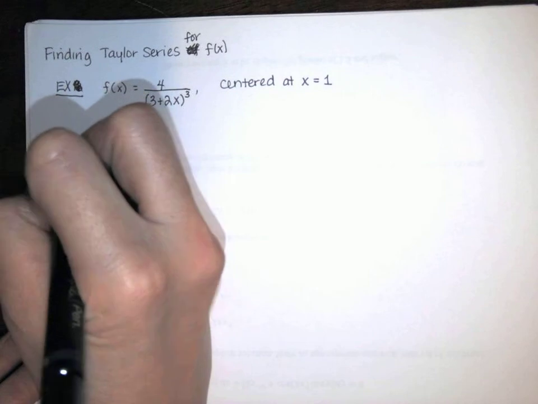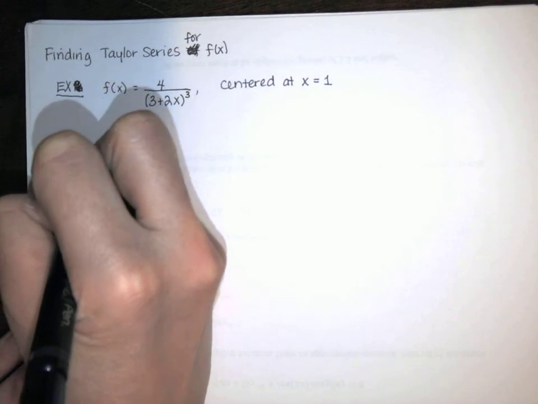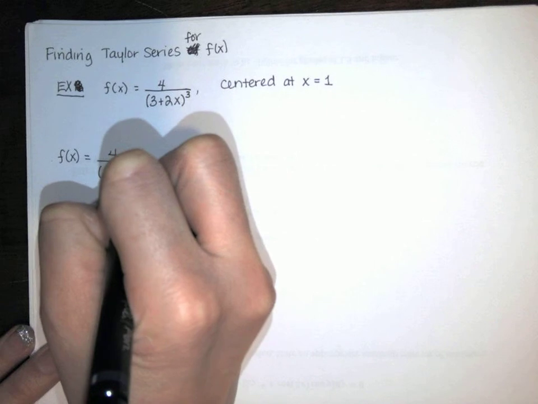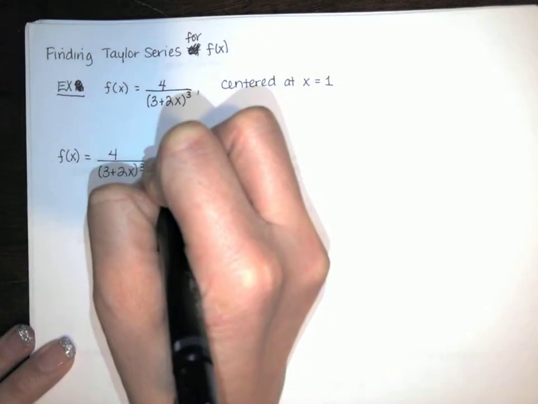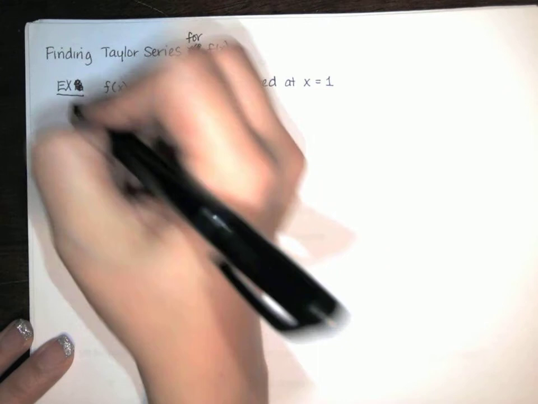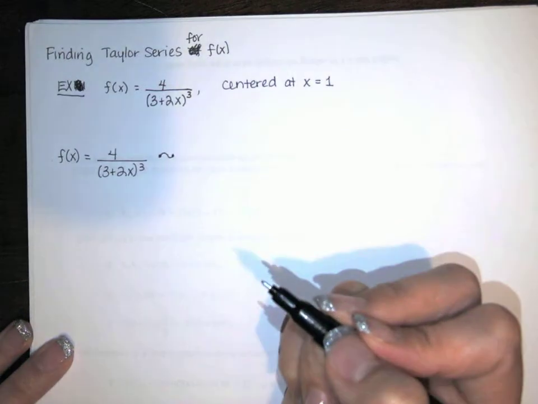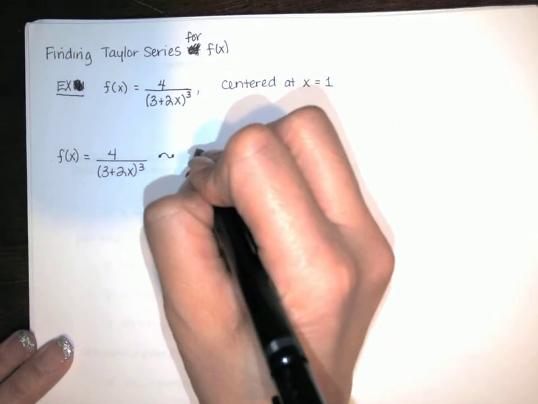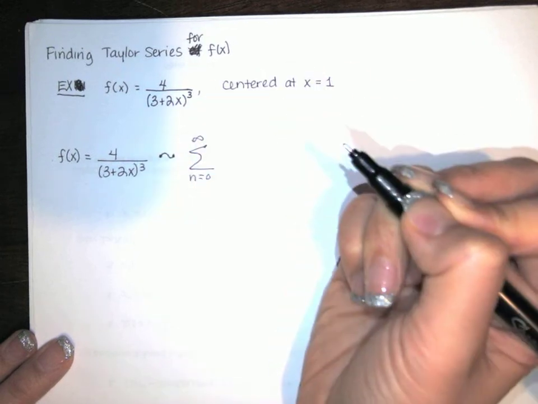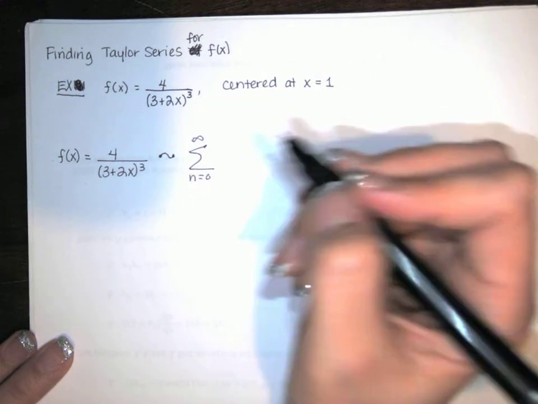So remember what this looks like. Now with this one, there are no guarantees that this converges, so I'm going to use the tilde. We can try to prove convergence later once we talk about convergence more, but for right now, we're just trying to find the Taylor series for this function centered at x equals 1.